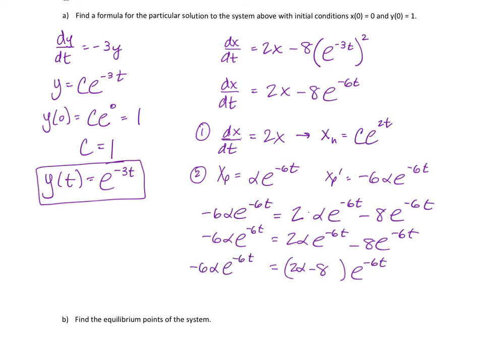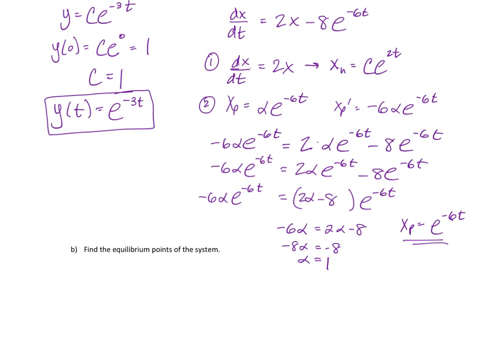So now I can equate coefficients. I have an e to the negative 6t term on both sides. So this coefficient has to equal this coefficient, and we can solve for alpha. So negative 6 alpha equals 2 alpha minus 8. So negative 8 alpha equals minus 8. Alpha is 1. So that means my x particular is alpha e to the negative 6t, and I now know alpha is 1, so it's just e to the negative 6t. Okay, and then my x general is just the sum of x homogeneous and x particular.